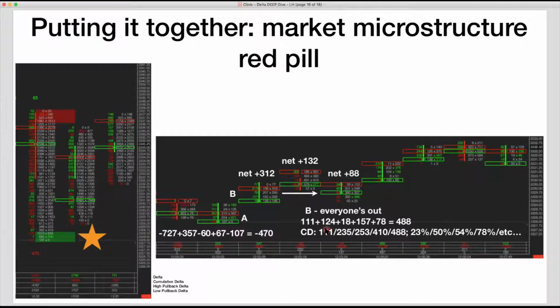So let's think this is the cumulative delta since the 470. I've got 111 here. Add 124, that gets me to 235. Add 18 here, gets me to 253. Add 157 gets me to 410, etc. How does this cumulative delta, since I get away from this area, relate to how much was trapped? Well, the 111 is 23% of the volume. 111 plus 124 is 50% of the volume.